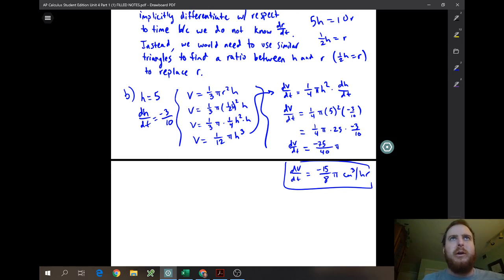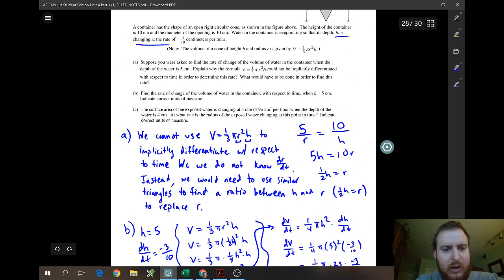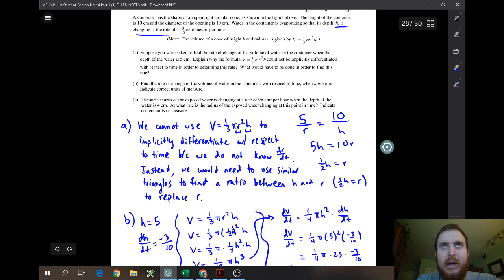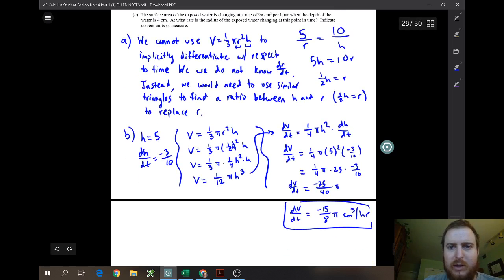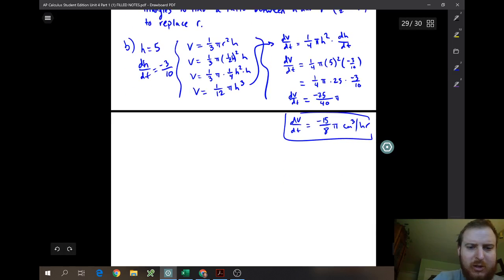Okay, and then our third one is asking us the surface area of the exposed water is changing by 9 pi centimeters squared per hour. When the depth of the water is 4 centimeters, at what rate is the radius of exposed water changing at that point in time? So this is a little bit weird, but the radius of exposed water, that's just the radius, okay? So it's like the small r. So they want dr dt. So they're giving us that the d surface area dt is 9 pi, and they're giving us that the depth is now 4. So they changed the depth on us.